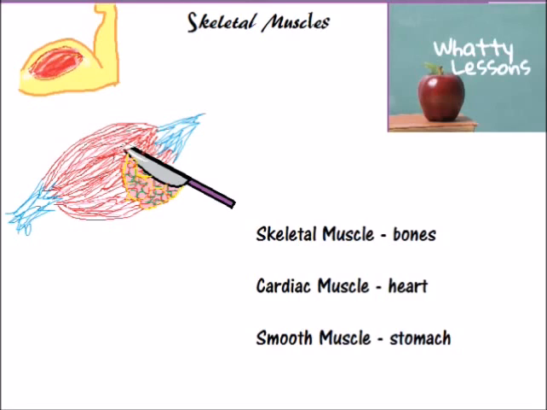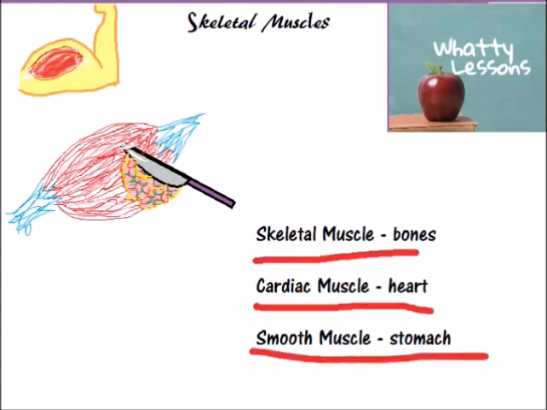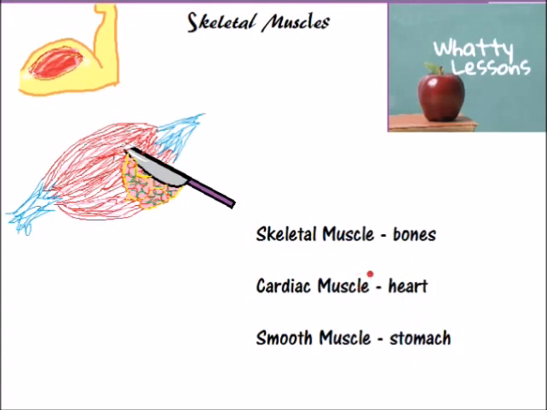Hello there, it's me again, and I'm going to be talking about muscles today, but what muscles? Skeletal muscles, cardiac muscles, or smooth muscles? There's three types, and skeletal muscles are generally the ones we talk about when we talk about muscles. These are on our bones.